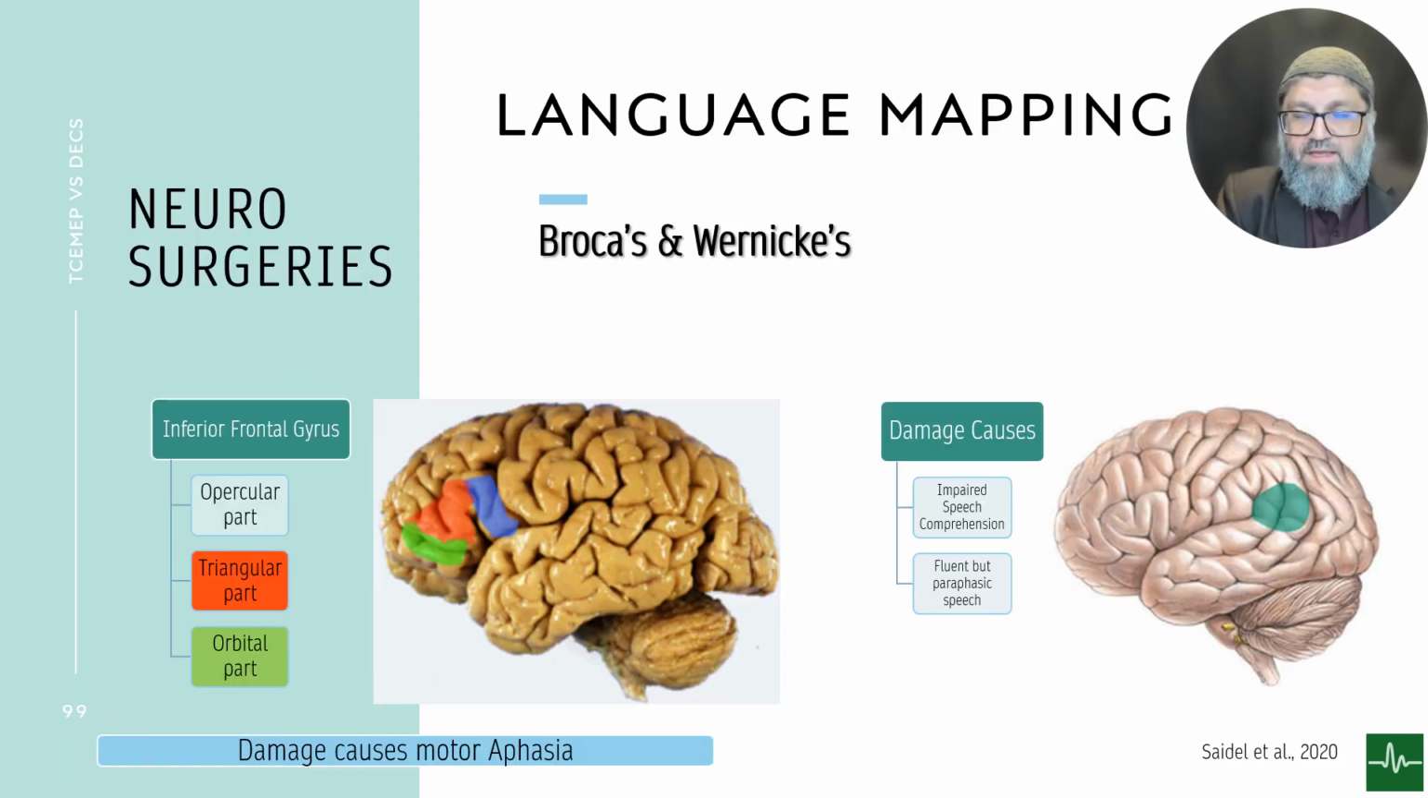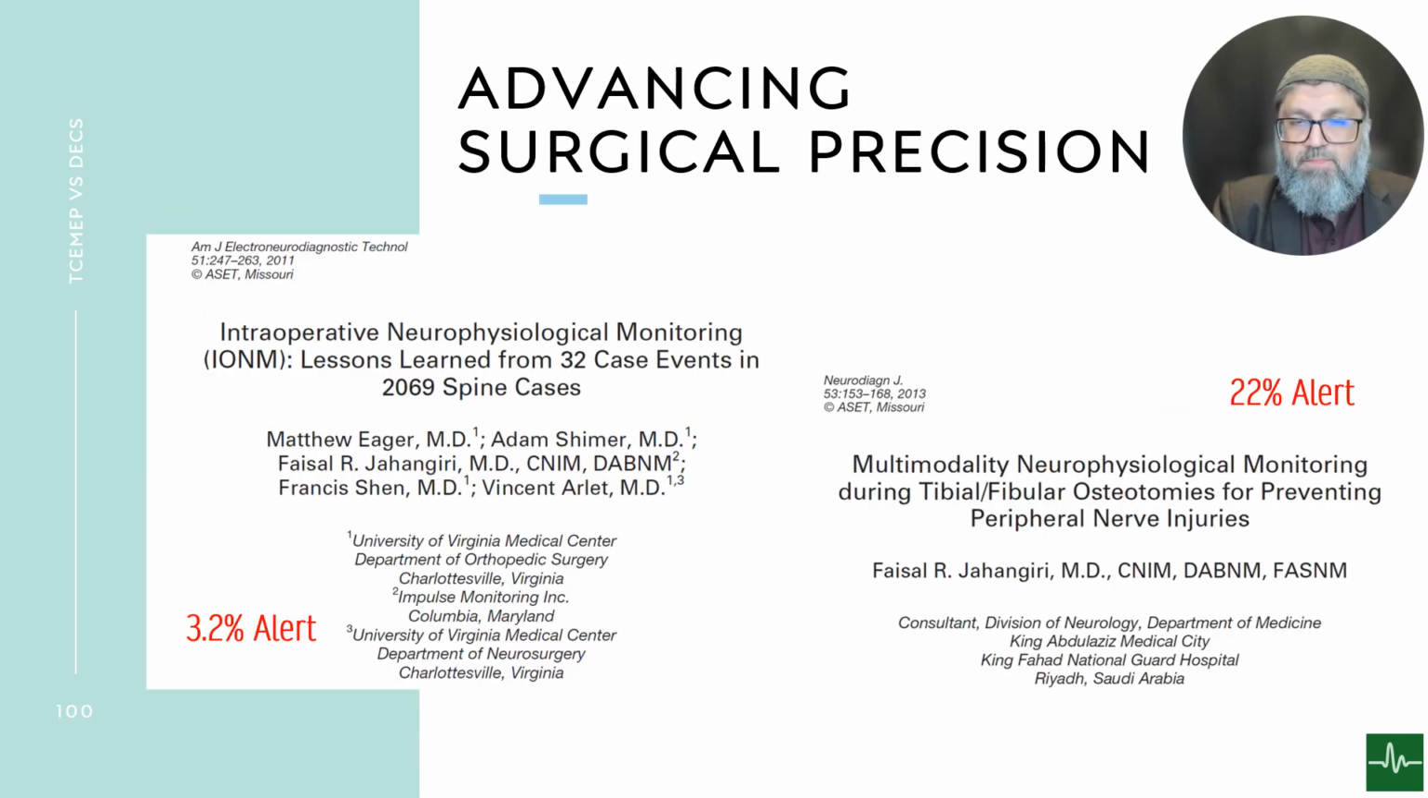Language mapping. So if you're doing language mapping, again, we do direct cortical stimulation for disruption. So we want to identify Broca's area and Wernicke's area. And if you do stimulation, it can cause aphasia or hesitation or slurring. Or if you're stimulating very close to Wernicke's area, it will cause impaired speech, again hesitation, and non-fluent speech. So we can identify exactly which area the surgeon is stimulating, and we can minimize the deficit.